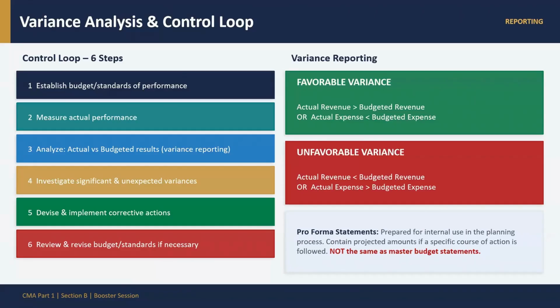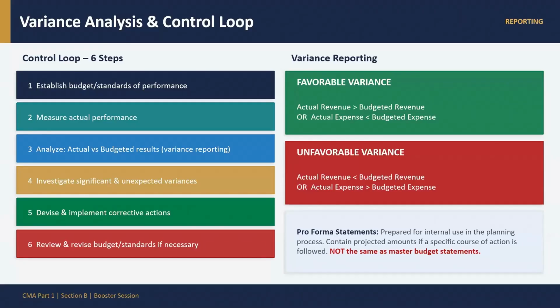So the control loop is very simple. Here, you will be finding out the established budget or standards of performance. That is what we budgeted initially. Okay. I'll tell you in simple words. First step, you will budget. Budget is ready for 2026 this year. Budget for 2027, we have prepared and kept it ready.